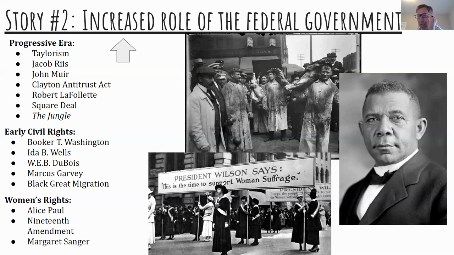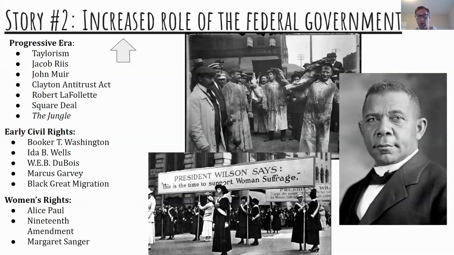The progressives themselves, most of them are middle class city dwellers, urbanites, who are driving this movement. And it starts at the grassroots level. It starts in cities and then moves to the state level. And by the time Teddy Roosevelt becomes president in 1901, we've got the beginnings of a national progressive program.